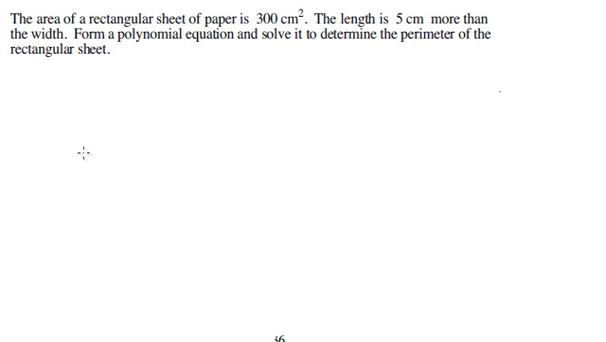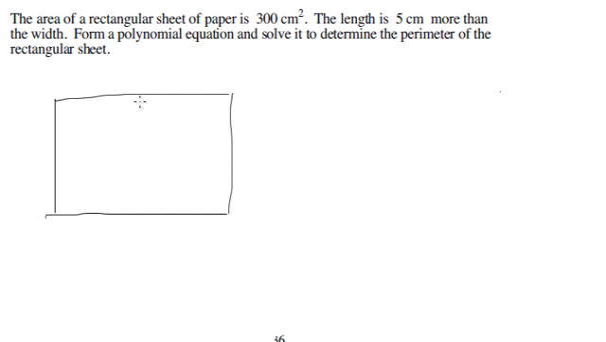All right, word problems. Had to happen eventually. The area of a rectangular sheet of paper is 300 centimeters squared. Here is a piece of paper. It has a length which is 5 more than its width. So I don't have a clue about the width, but the length is 5 more than that. Form a polynomial equation and solve it to determine the perimeter of the sheet.